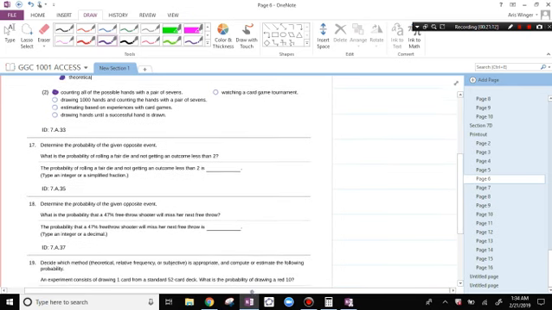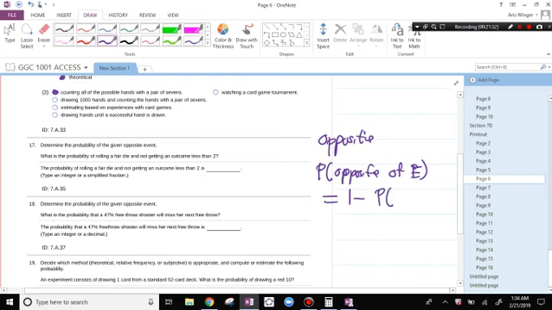Determine the probability of a given opposite event. Here's the issue about opposites, right? The probability of the opposite of E is 1 minus the probability of E. So if I'm going to go to the store 30% of the time, then the probability that I'm not going to the store is 70%. It's 100% minus the event.